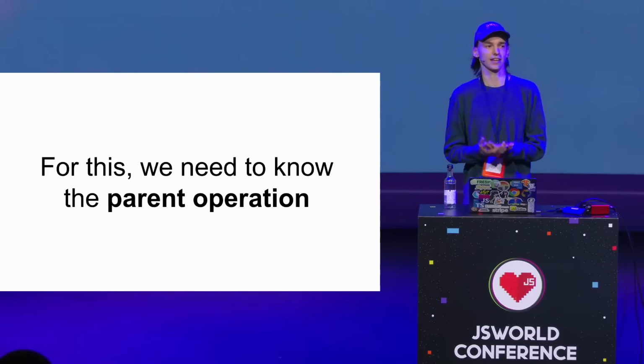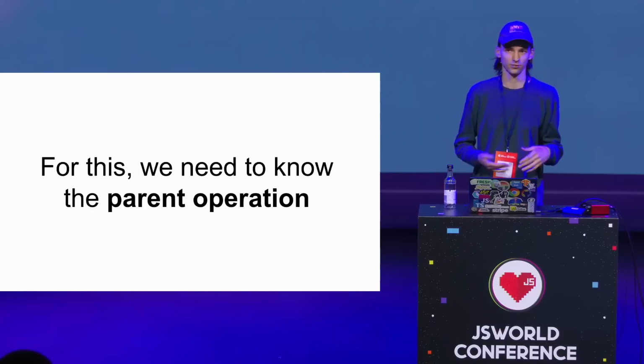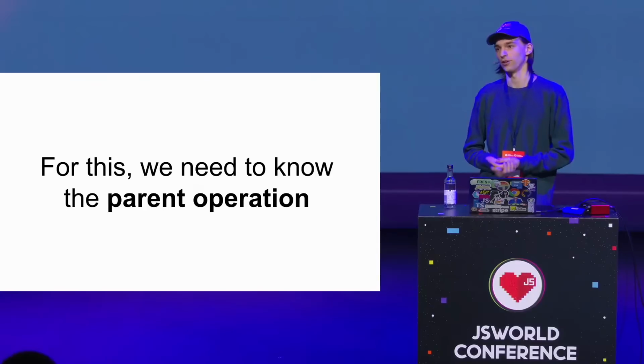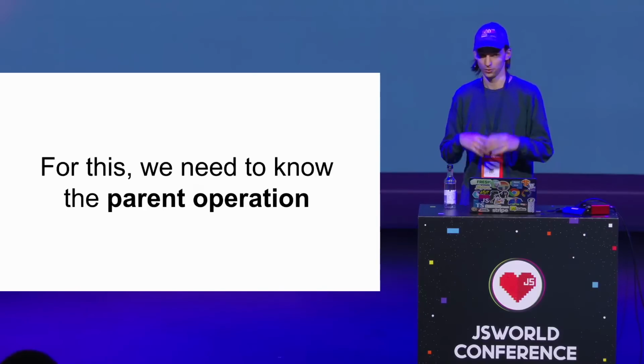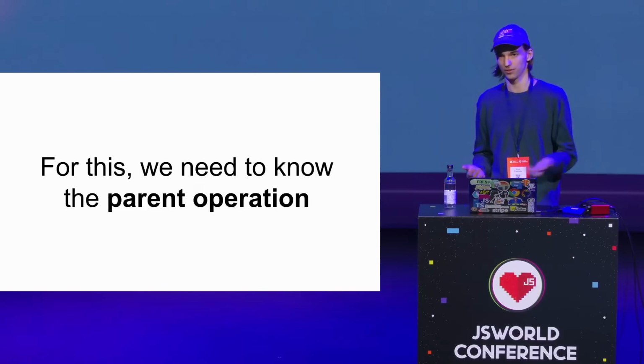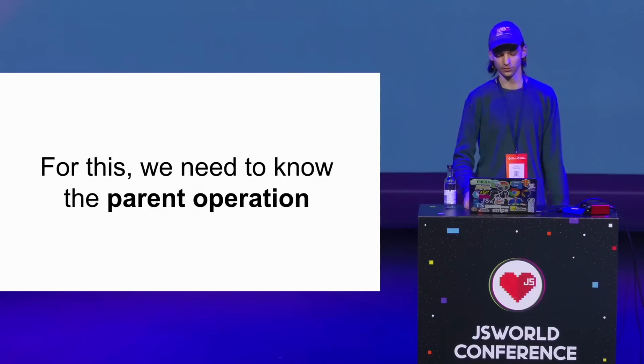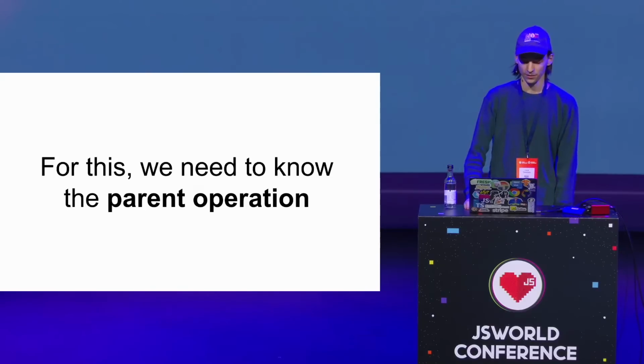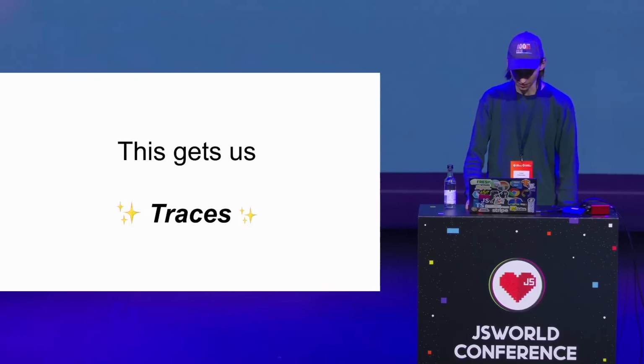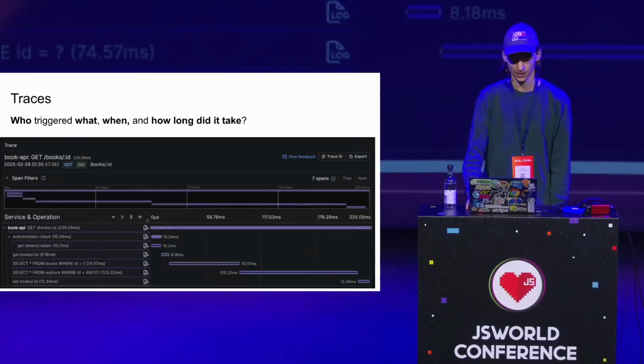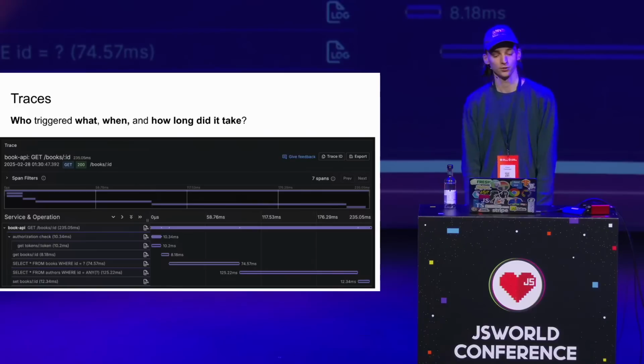So an operation here is like anything that you want to track, so maybe like an HTTP request or a database call or like deleting something from disk or really anything that's interesting to you. And you want to track what the parent is. This gets us traces. Traces are what? Traces are the ability for you to see who triggered what, when, and how long did it take.